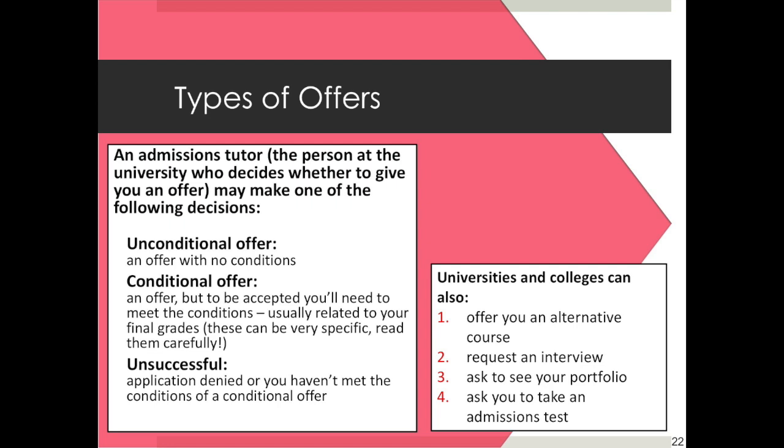They can be very specific. I have had students in the past who were asked to get, let's say, an 85% average overall and a minimum of 83 in all 6 of their grade 12 courses. And I have had students who have met that 85% overall, but one of their courses happened to be 80%. Because they did not meet their conditions, they were not able to accept their offer. So it's really important that you read these conditions very, very carefully so that you understand each one. There is also sometimes a condition for you to do additional testing, but we'll have to take that case by case. And then you could also be unsuccessful, so your application is denied or you haven't met the conditions of a conditional offer.